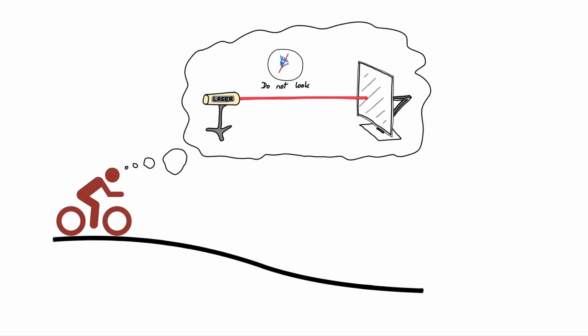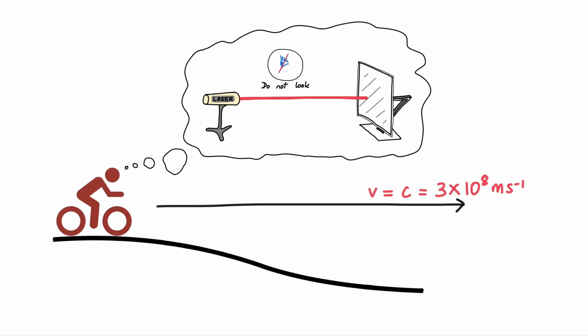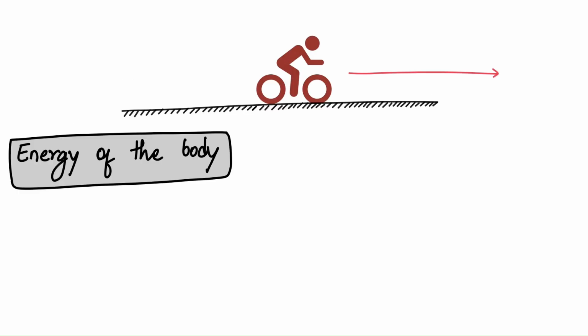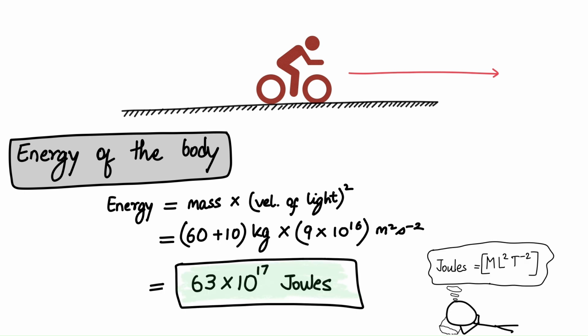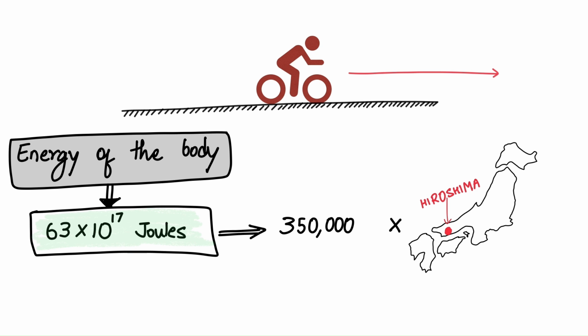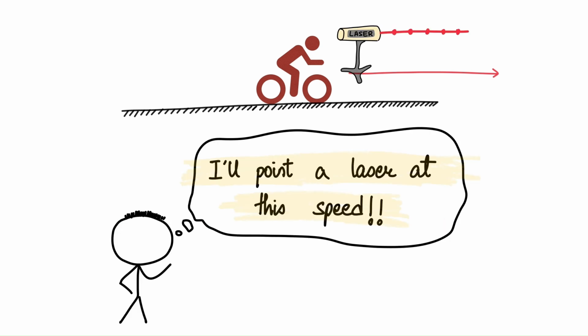Let's revisit our cyclist. If he moves at the speed of light, then with basic understandings and some standard units, his energy will be exceedingly huge. Yeah, in joules. That's kind of interesting. 63 followed by 17 zeros. But what if he points a laser at this speed?